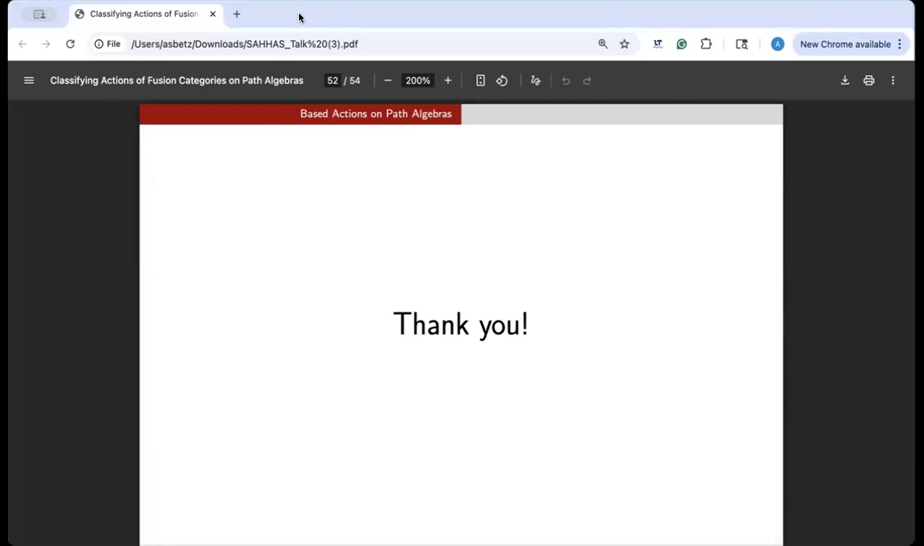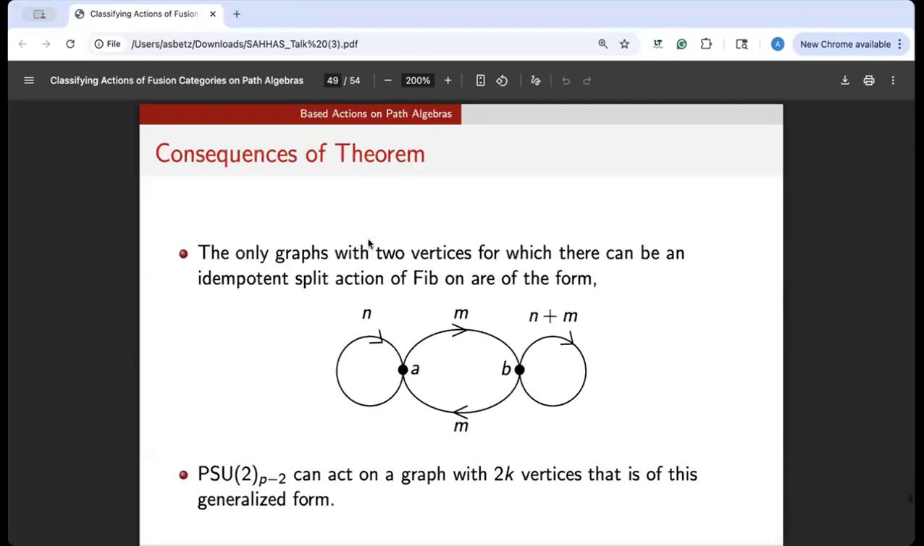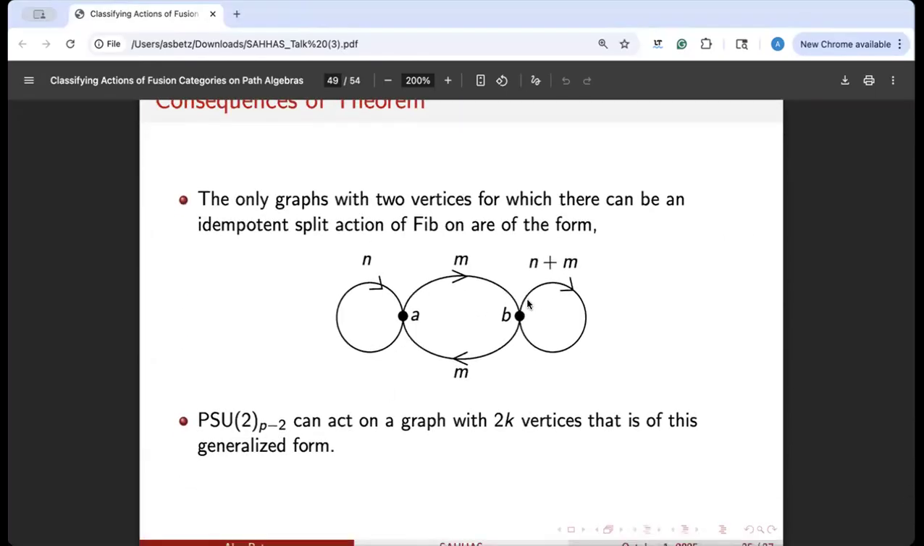Right. Yeah. And where does this cycle come from? Can you explain this? So in some ways, it's coming from basically this graph, which is really a graph built out of the fusion category.